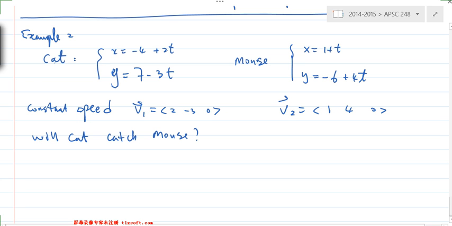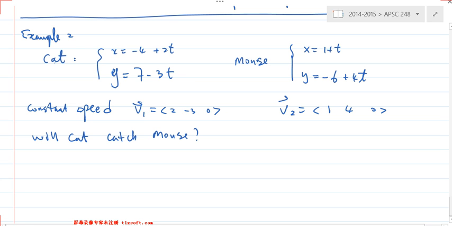So before we answer this question, we actually should think about another question. The question is, will the trajectory of Tom intersect the trajectory of Jerry? Was that right? Because if they don't, of course you don't need to do anything, right?